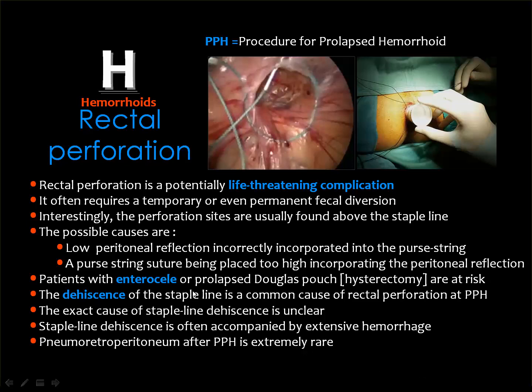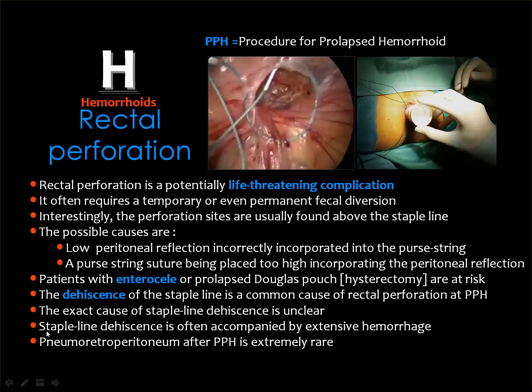Some patients are more prone to this, those who have enterocele or the low position of the Douglas pouch, as in cases of previous hysterectomy. The dehiscence of the staple line is the common cause of rectal perforation, but the cause of this dehiscence is unclear.